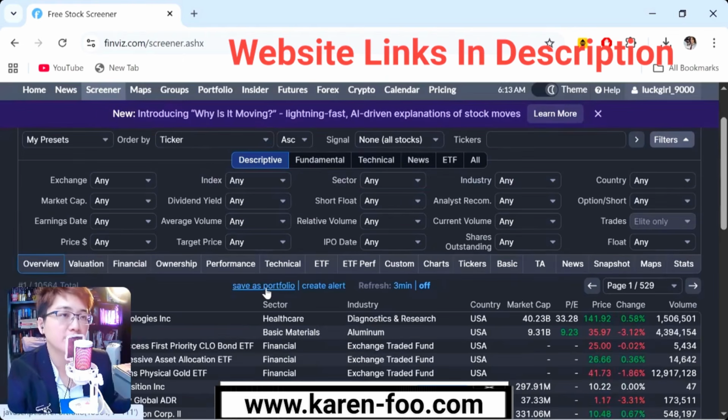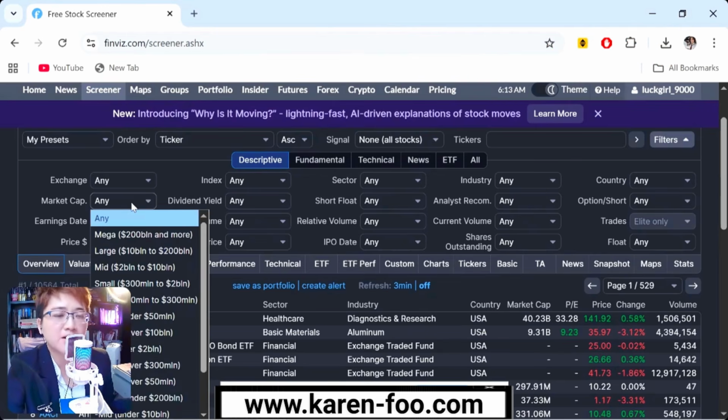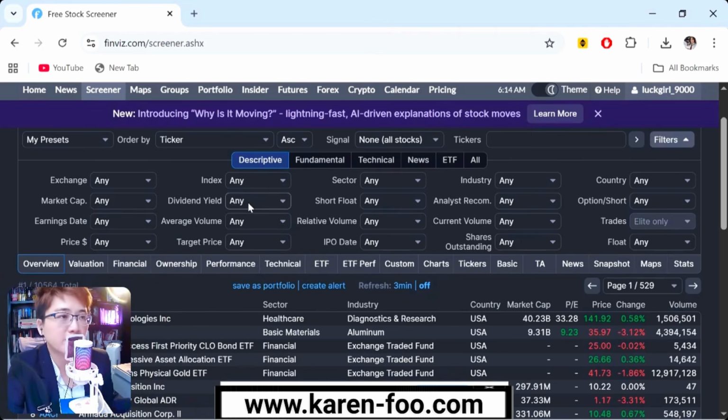Okay. And the good thing about Finviz, what I like about it, is that you can filter out based on the general characteristics, okay, under descriptive, like market cap. So if you're more conservative, you would pick the large cap stocks, mega cap stocks to invest in. If you're a dividend investor, mega, large caps too. If you're a dividend investor, then you want to pick a certain dividend requirement.